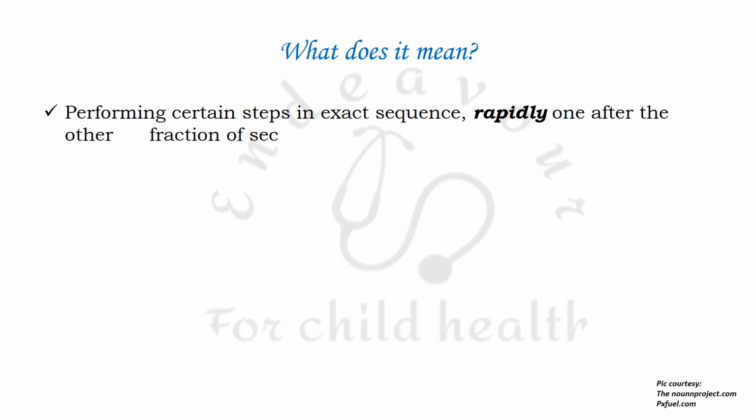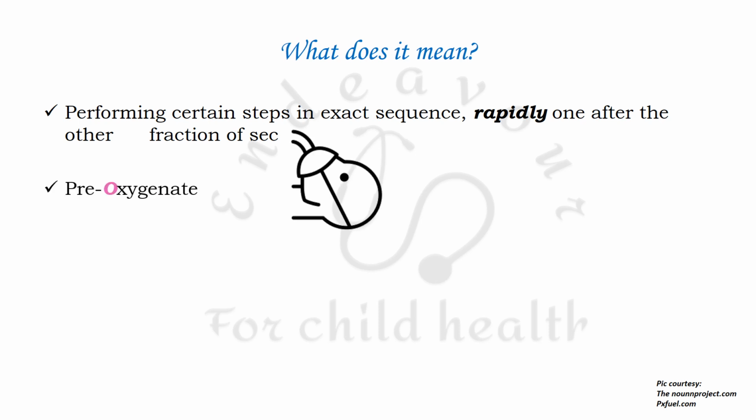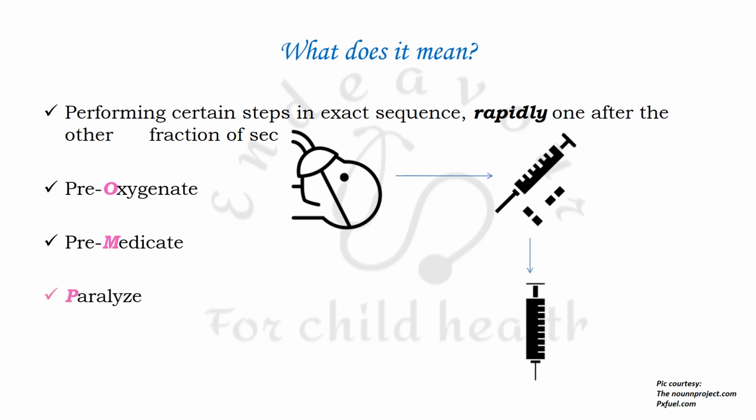These steps are pre-oxygenation, pre-oxygenating the lungs before intubation. Next is pre-medicating the child to diminish the side effects of the process of intubation. Third is paralyzing the vocal cords of the child. And fourth and the final step is introducing the endotracheal tube, that is intubating the child.